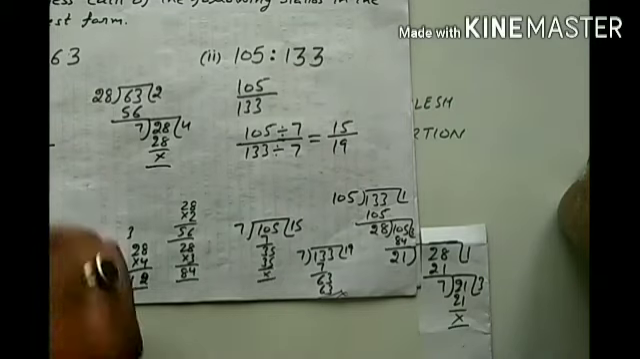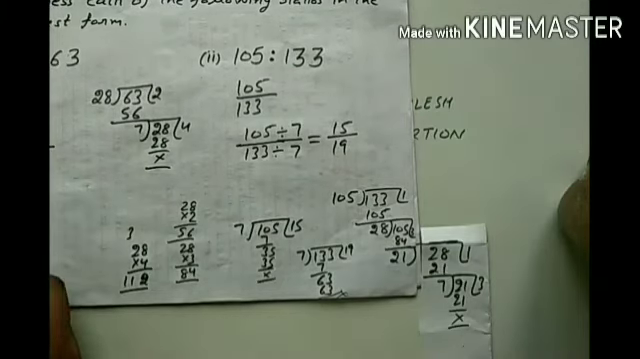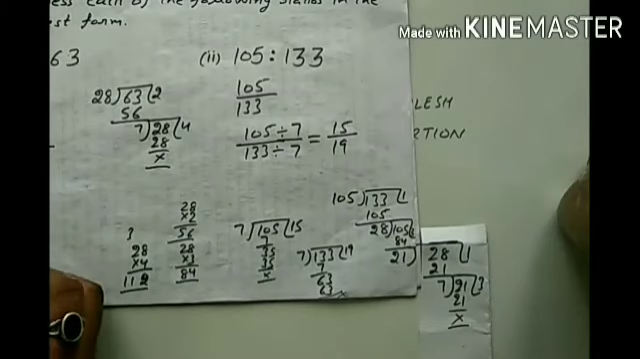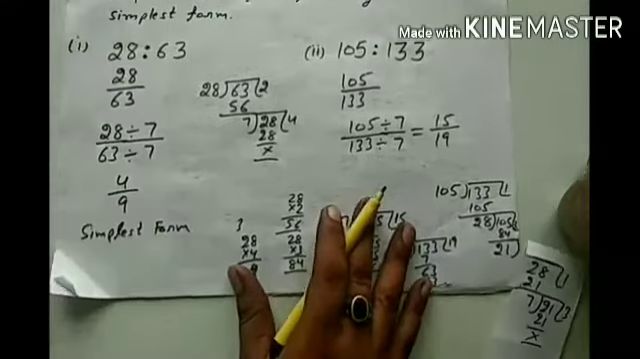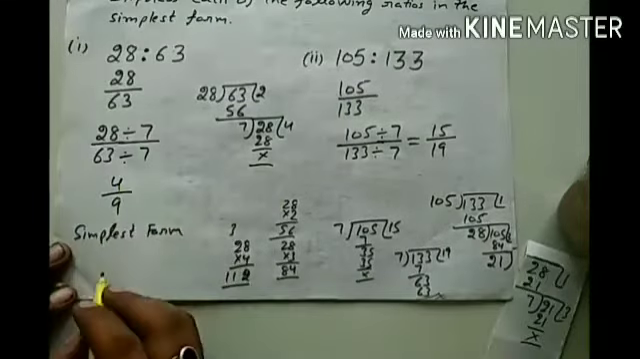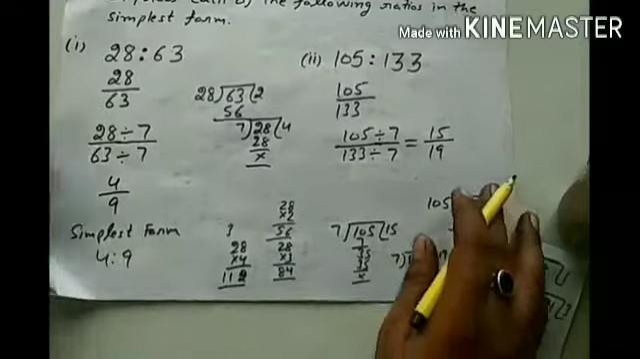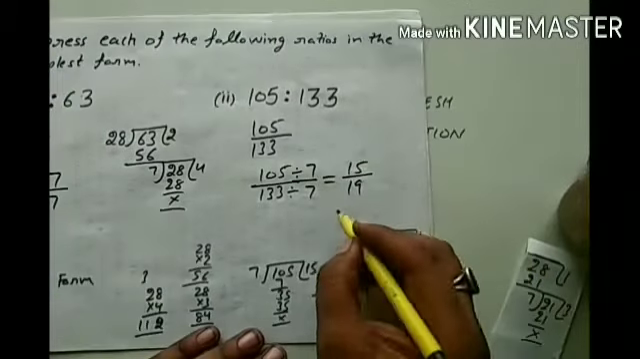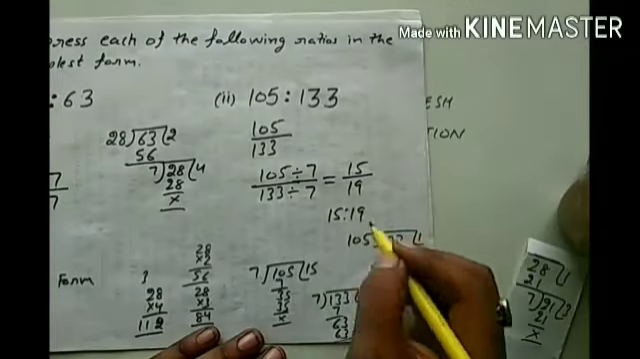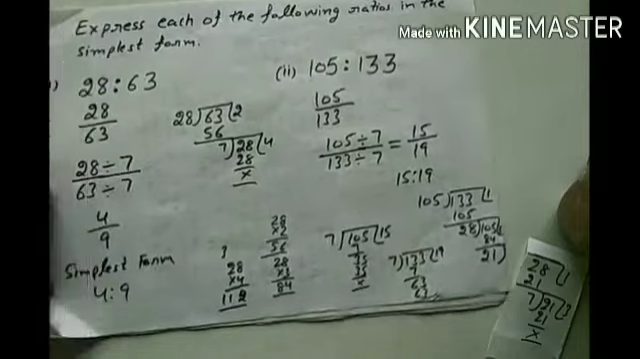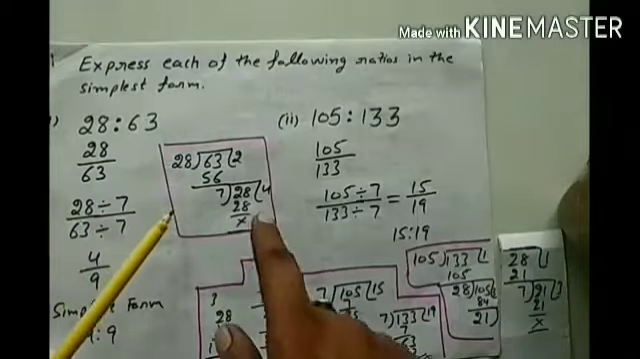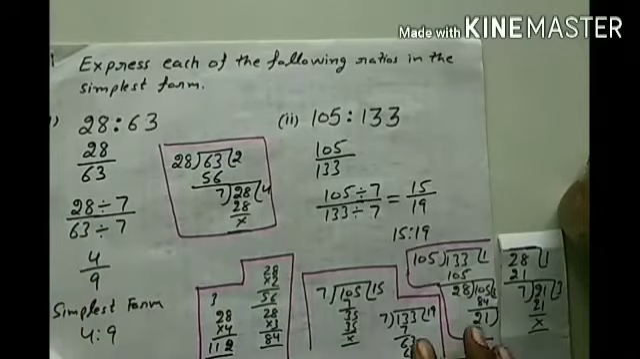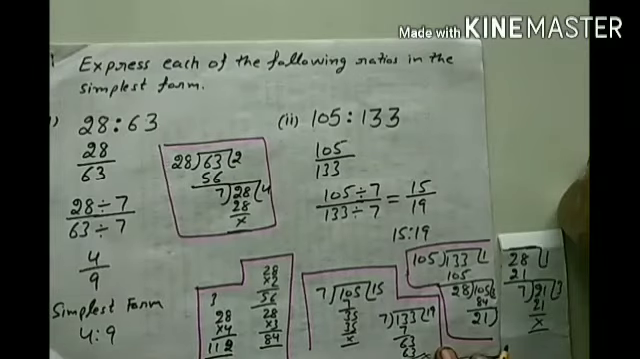So the simplest form of the first one is 4:9 and the second one is 15:19. All the work that is done in the pink box you need not show. This is just the rough work for calculation purposes.